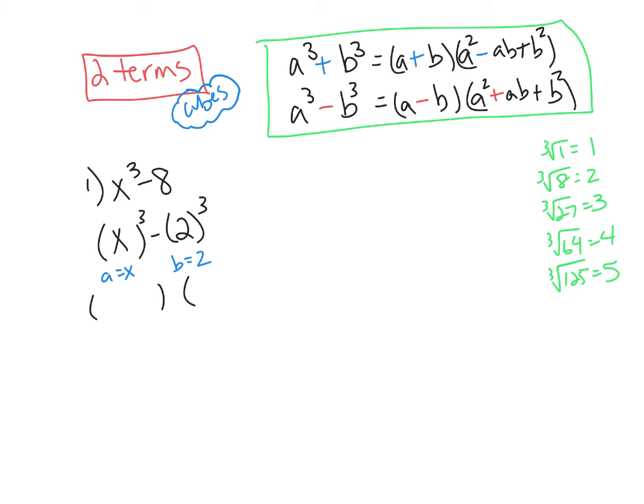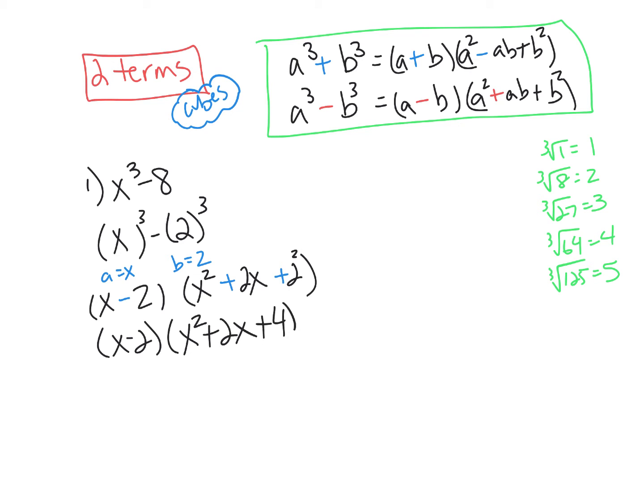So we can factor this as parenthesis, parenthesis again. Our signs, I like to do signs first. If this is minus, the first sign is minus, the second sign is positive, the last one is always positive. So our a value here is x, so we're going to have x minus 2 times x squared plus multiply 2x plus 2 squared, which is 4. So if we simplify, x minus 2 times x squared plus 2x plus 4.